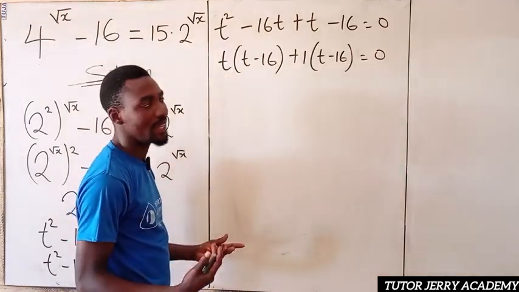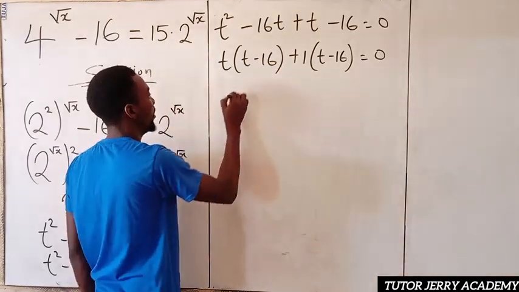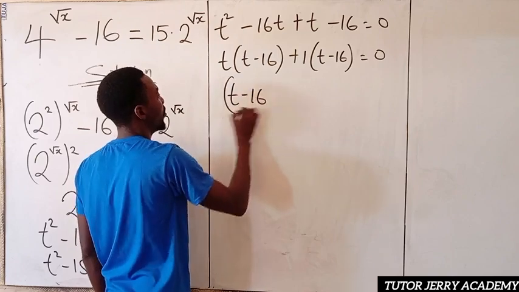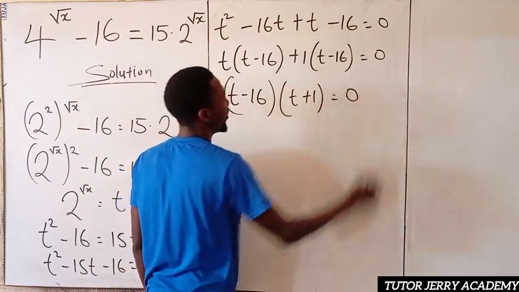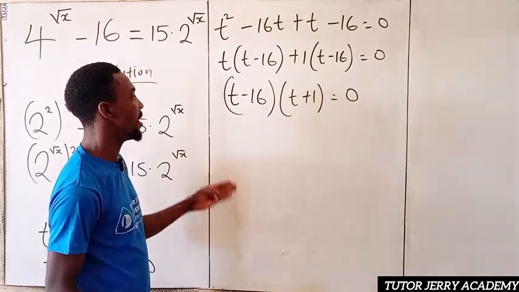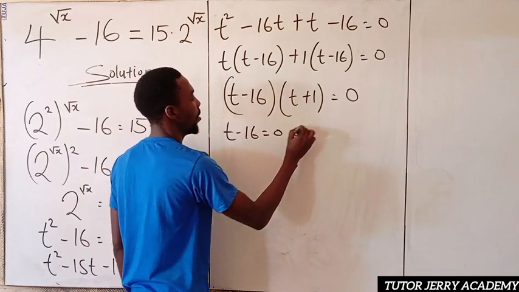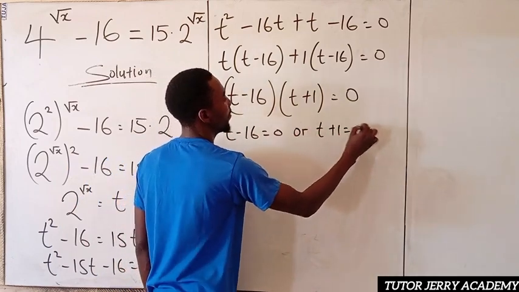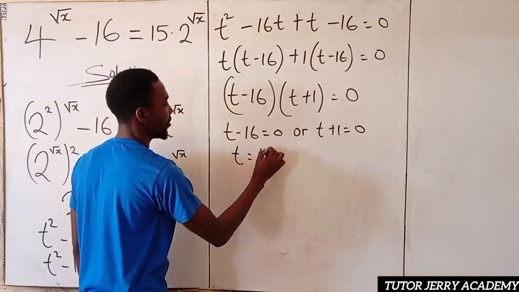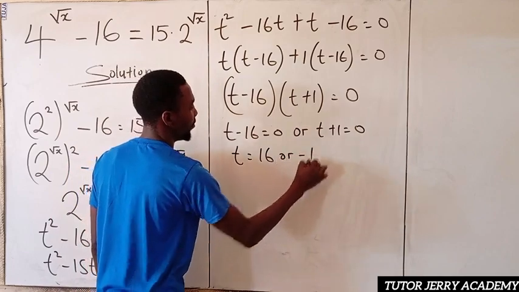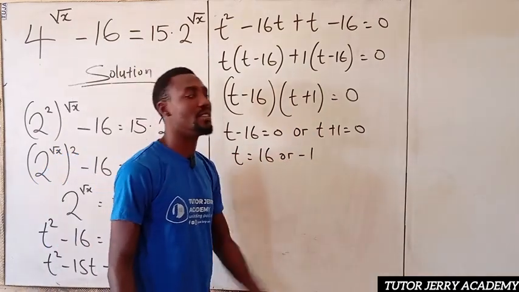Again, if you look at this, you see that t minus 16 is common. We factor it out, t minus 16, and we'll be left with t plus 1. So (t minus 16)(t plus 1) equals 0. So we are going to say either t minus 16 equals 0 or t plus 1 equals 0. So here, t will be equal to 16 or negative 1. If you take this here, you have 16, and if you take this here, you have negative 1.